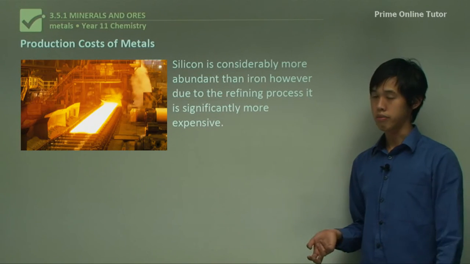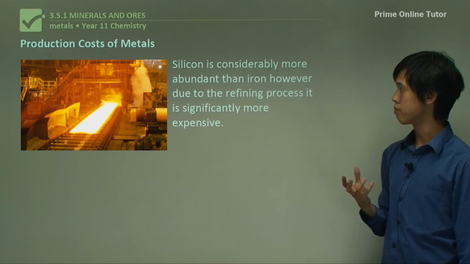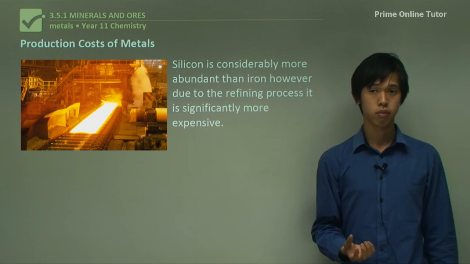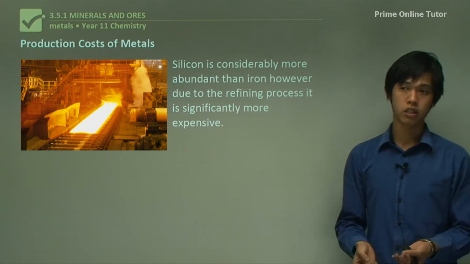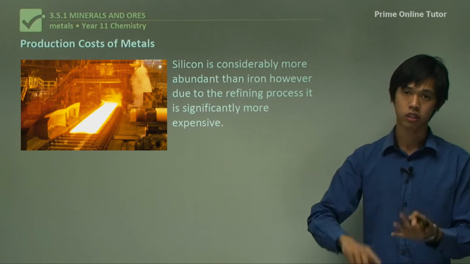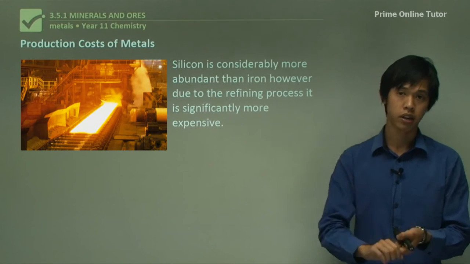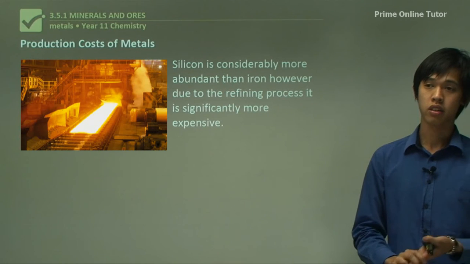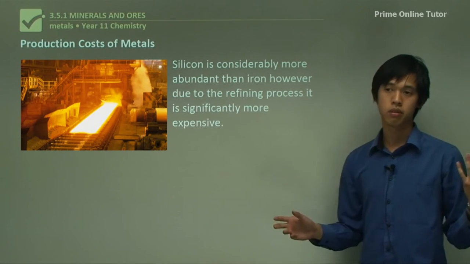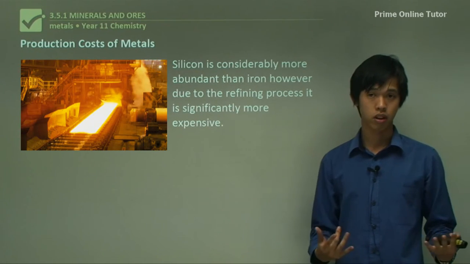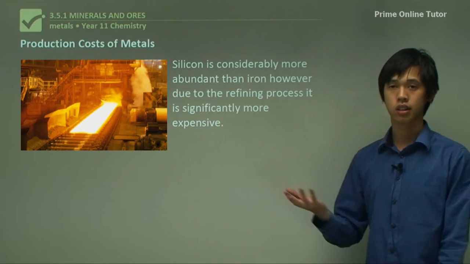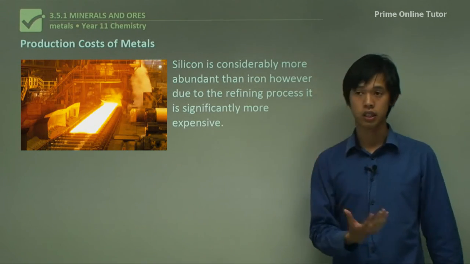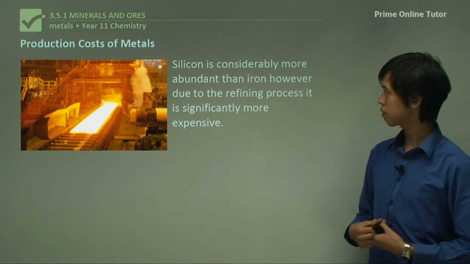Another common one is silicon. It's considerably more abundant in the Earth's crust than iron. So silicon is everywhere. If you go down to your local beach, I don't know, Balmoral, Coogee, Maroubra, Bondi, any of the major beaches in Australia, or in Sydney even, you'll be walking on a bunch of silicon, because sand is silicon dioxide. So we have a lot of silicon available to us.